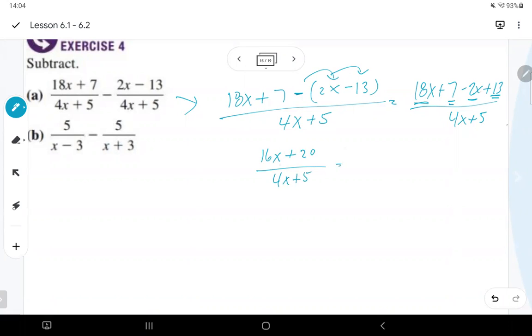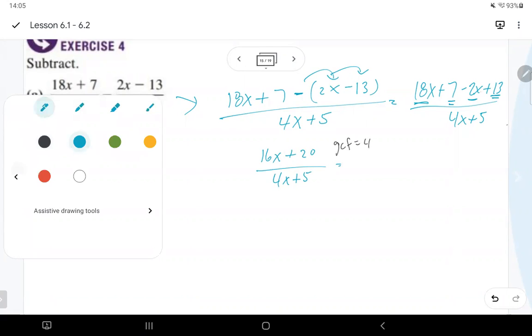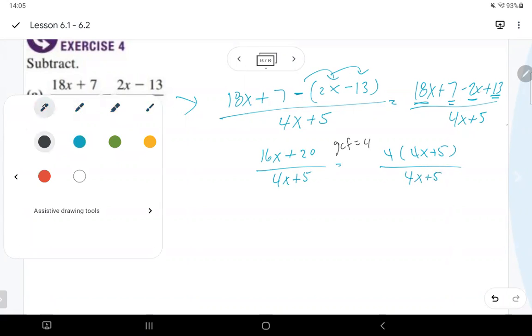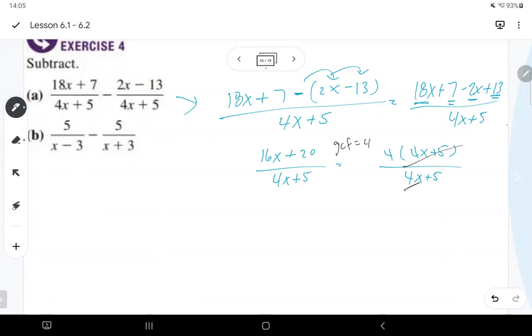And you can pull out a GCF on top equal to 4. So we'll pull out a 4 and have 4x plus 5 left inside. You'll be able to see that those will cancel. So your answer for A is just 4.